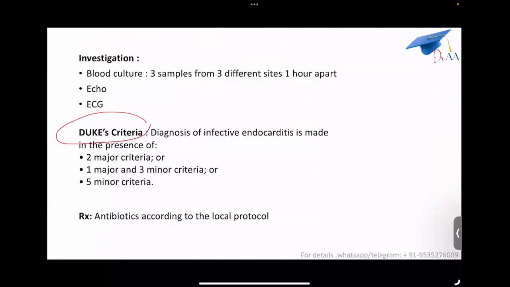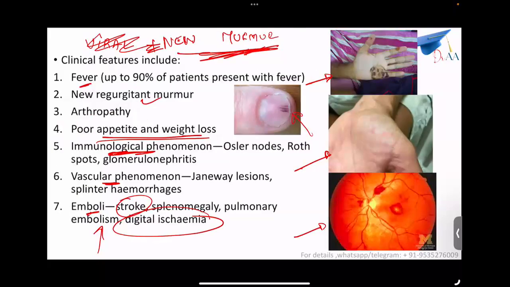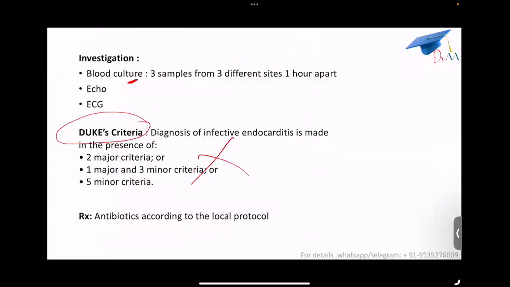How do you diagnose? You diagnose depending on the Duke's criteria. It is not important to remember the Duke's criteria because most of these are investigations which will not be available in the ED. For example, blood cultures are not available in the ED. So there is no point, they'll not test you on Duke's criteria. So this is not important from an emergency point of view. But you are suspecting from the signs and symptoms that it is an infective endocarditis.